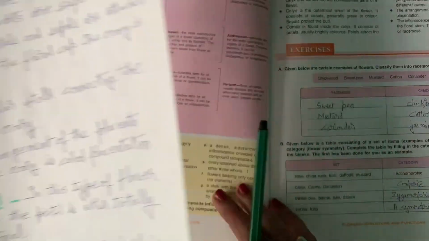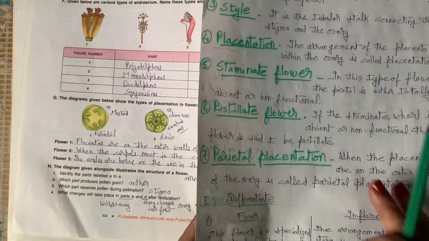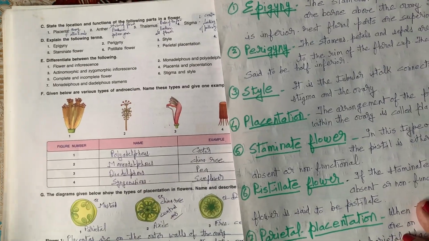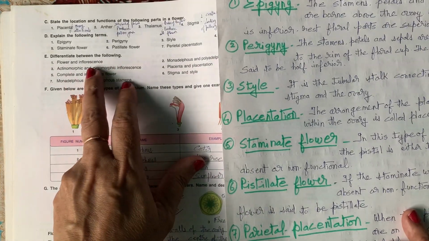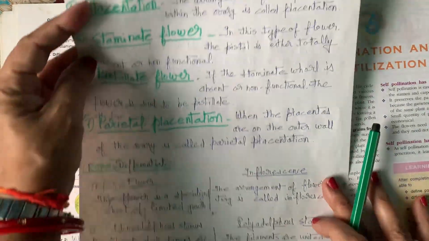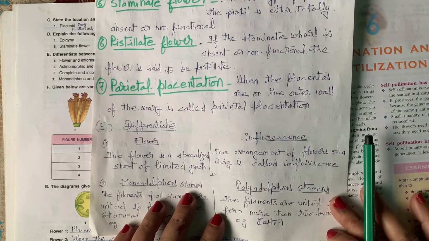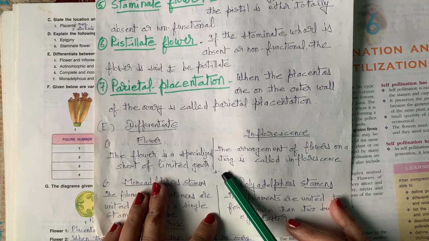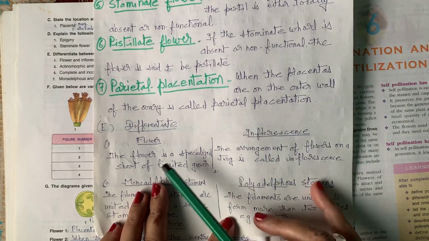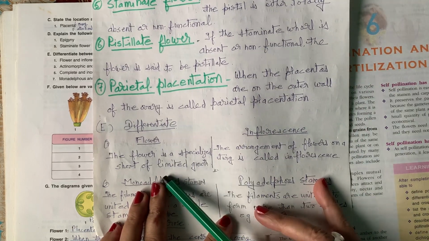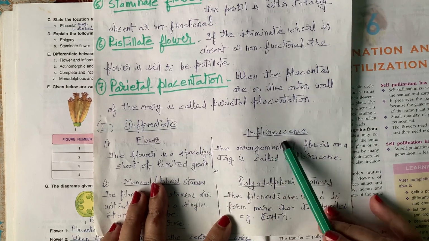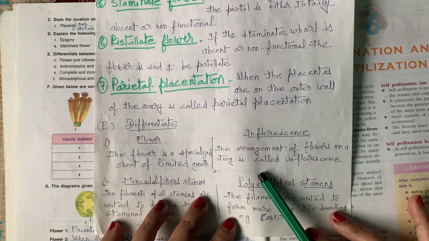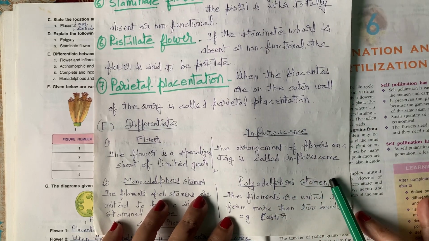Okay. Now the next question comes: how will you differentiate between flower and inflorescence? Flower is a specialized shoot of limited growth. Whereas inflorescence is the arrangement of flowers on a twig.